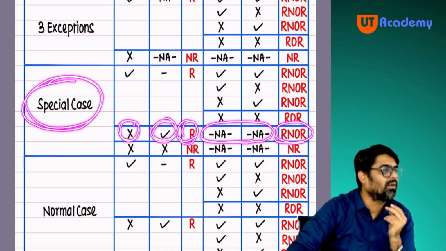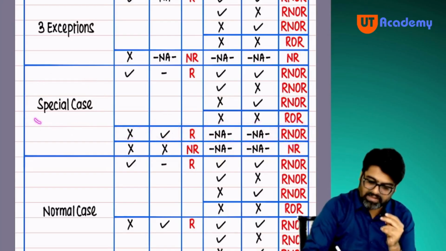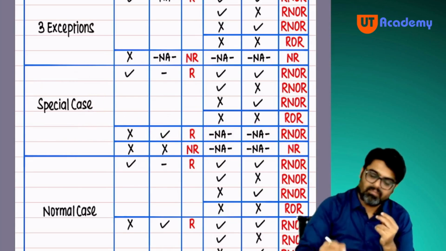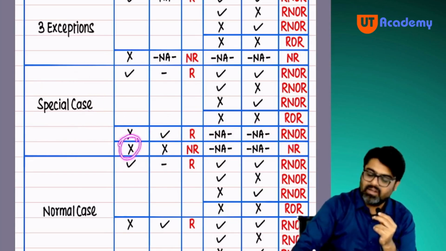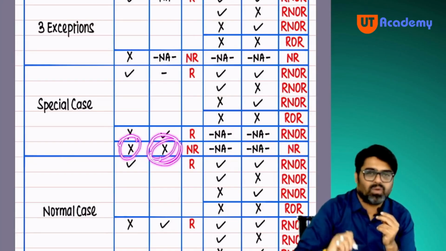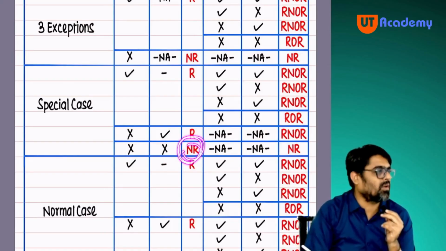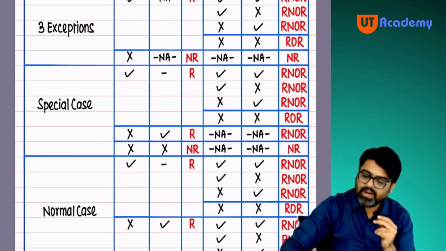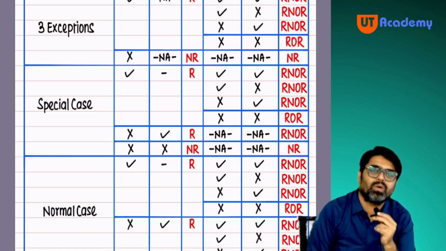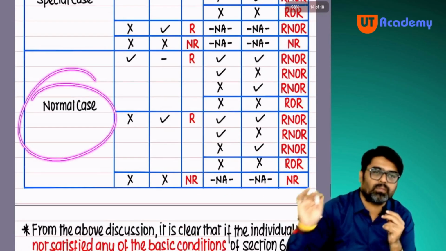Are you covered by special case? Yes, sir. Basic condition A fulfilled? No, sir. Special basic condition B fulfilled? No, sir. You cannot become resident. You become a non-resident. And once you become non-resident, will you check additional condition? Final status is NR. Likewise, it is for normal case also.